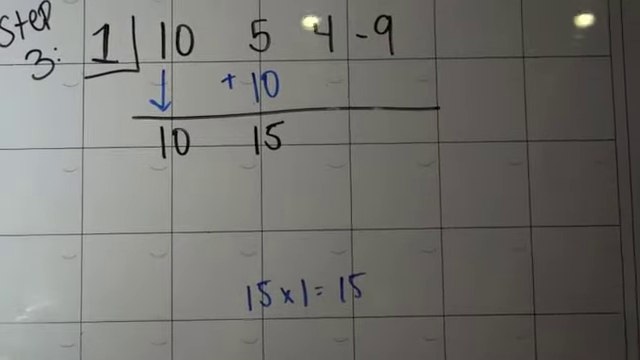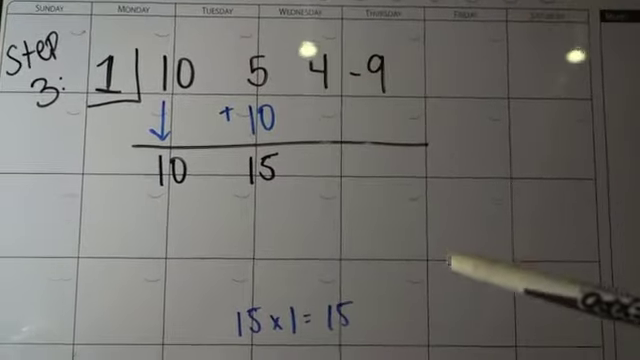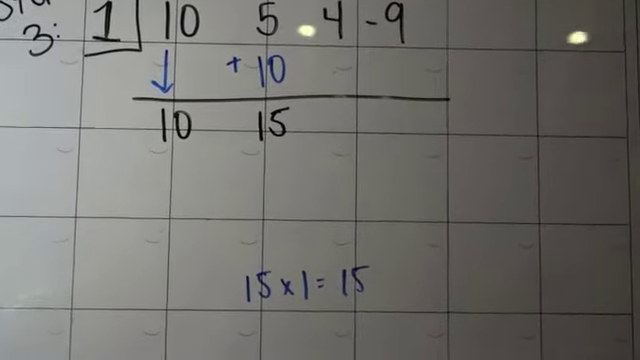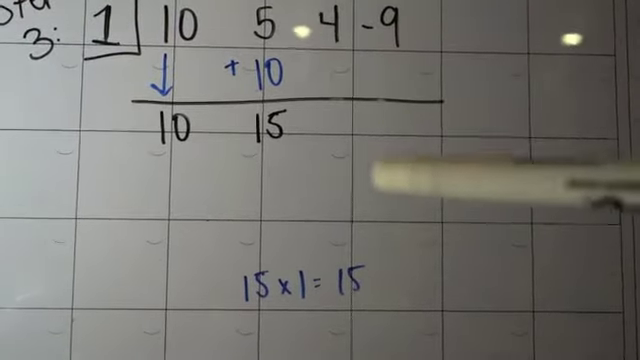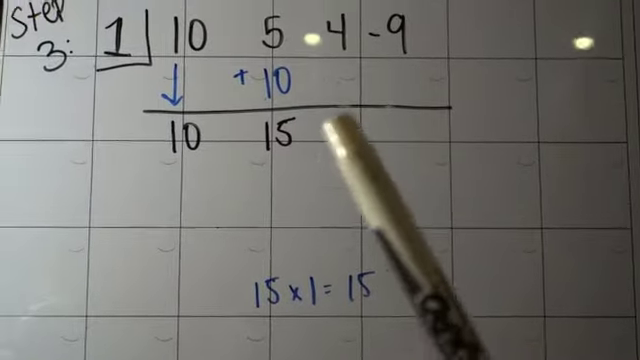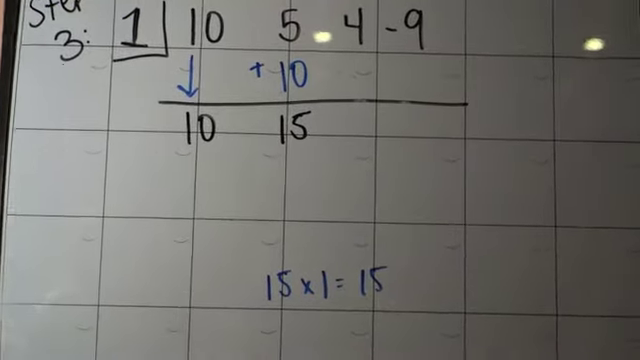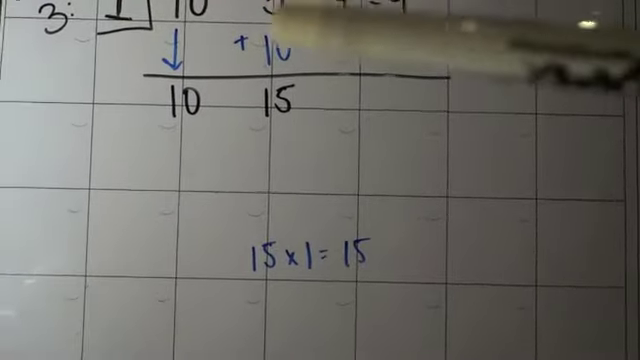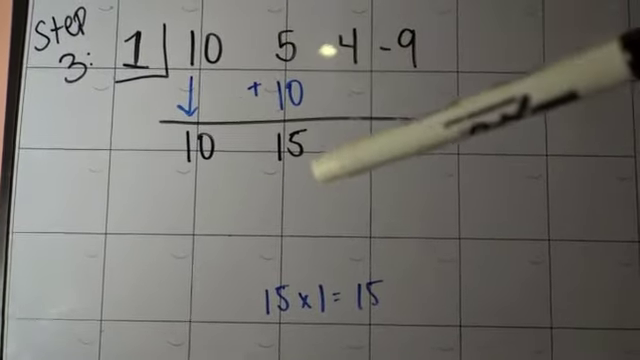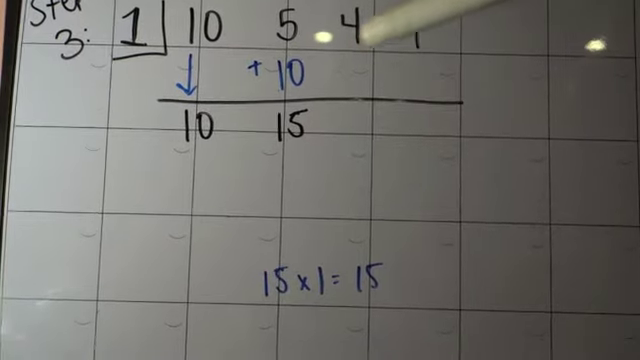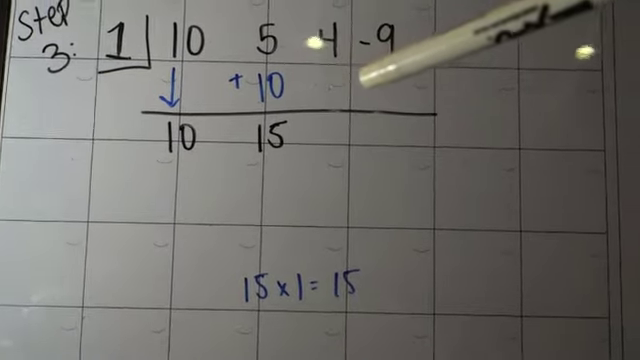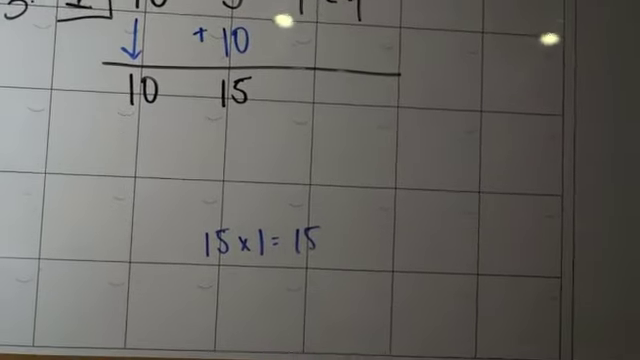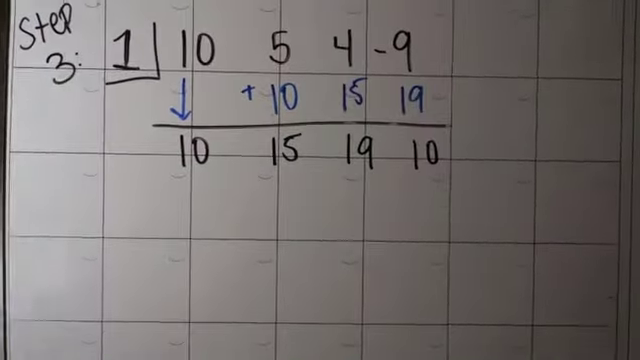Once you've filled in your empty spot here, you're going to be adding. So 5 plus 10 is 15. And then again, you repeat the step you did first. 15 times 1 is 15. And then you repeat the same step you just did here. You would be putting 15 below the 4. So it would be 15 plus 4. 15 plus 4 will give you 19.